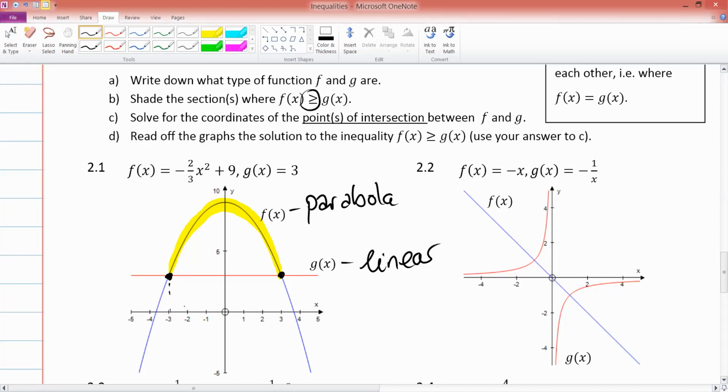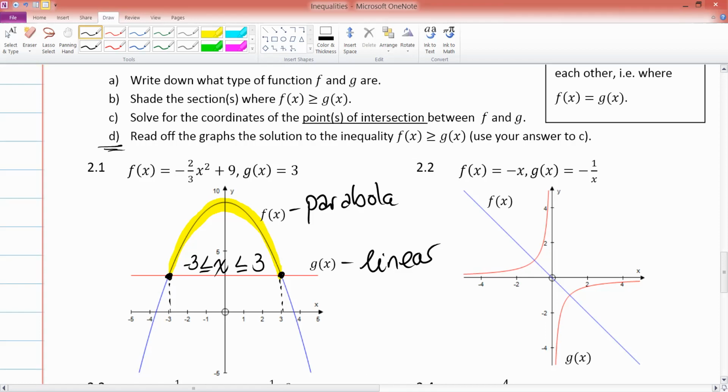So if I read off here, these are the 2 points, -3 and 3. These are the points of intersection for these graphs. So my answer for D is x is between -3 and 3. But remember, there's an equal sign here. That means I must also include an equal sign here. So I've shaded the correct part. The points of intersection are there. If you work out these points of intersection, you're going to get the same answers, -3 and 3.